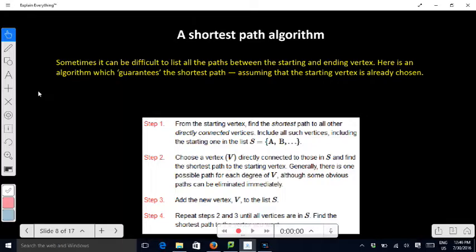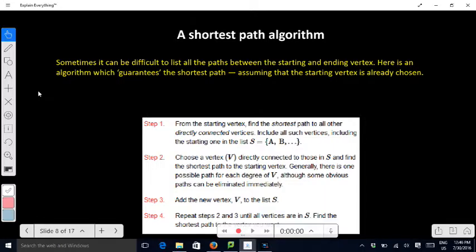Again, like our Euler circuit formula, we've got a situation where we can find the shortest path algorithm. Sometimes it's difficult to list all the paths between a starting and an ending vertex, so we can use an algorithm to guarantee the shortest path.